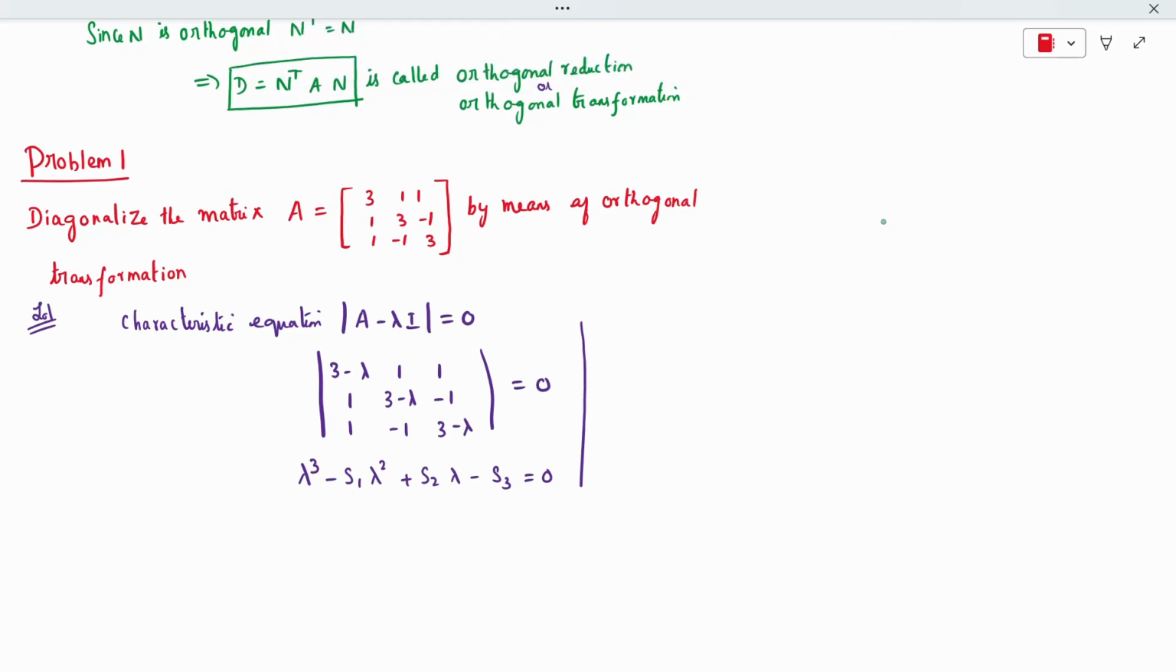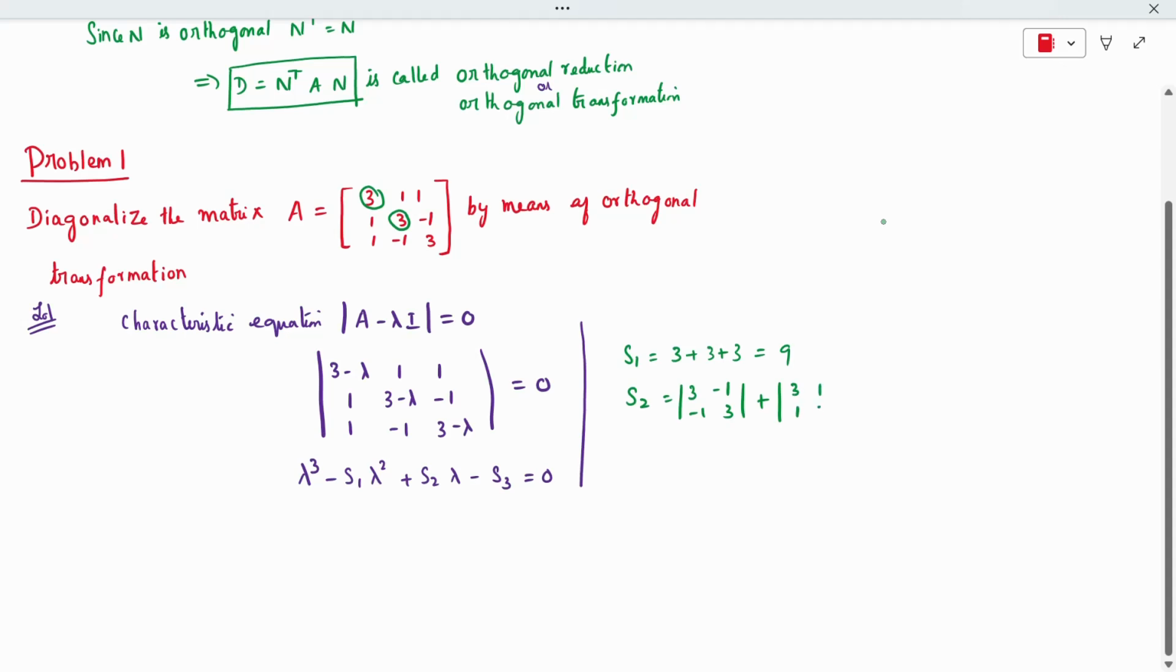S1 is the sum of the diagonal elements, nothing but 3 plus 3 plus 3, so it is 9. S2 you calculate it. S2 is the sum of the minors of the diagonal elements. For the first diagonal element, leave its row and column, and write the remaining elements in determinant format: 3, minus 1, minus 1, 3. Plus the next diagonal element 3: omit the corresponding row and column, and write the remaining in determinant format: 3, 1, 1, 3. Same with the last diagonal element 3.